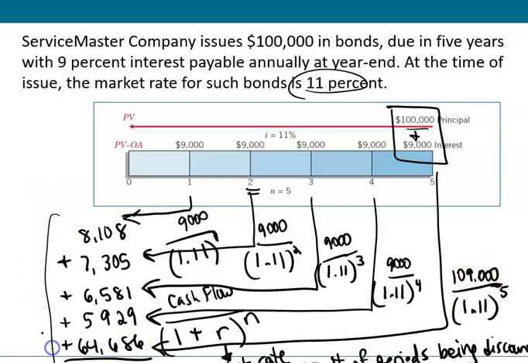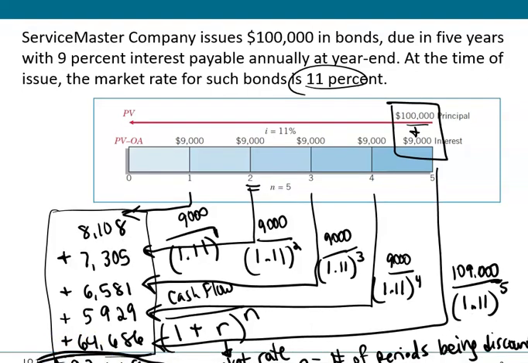So if I add all this up, the present value of each one of these cash flows, I get a total present value of all cash flows, $92,608. This is the bond's price today. Now we can also solve for the bond's price. Remember, what we're doing here is present value.